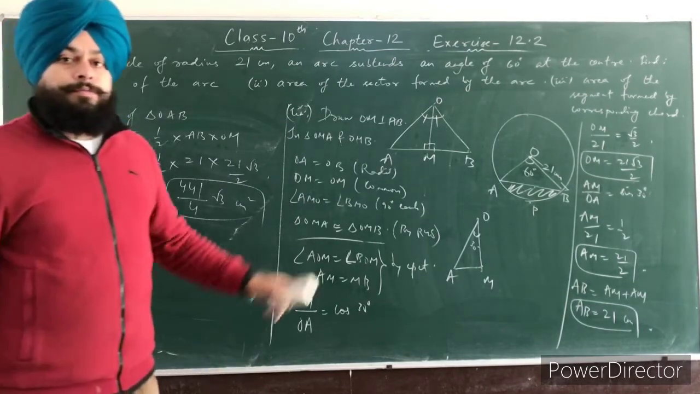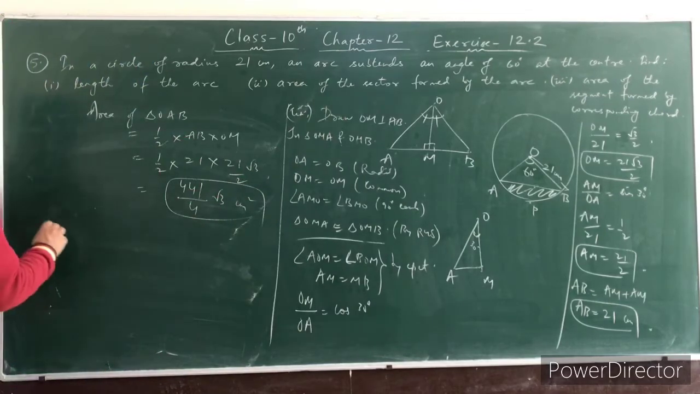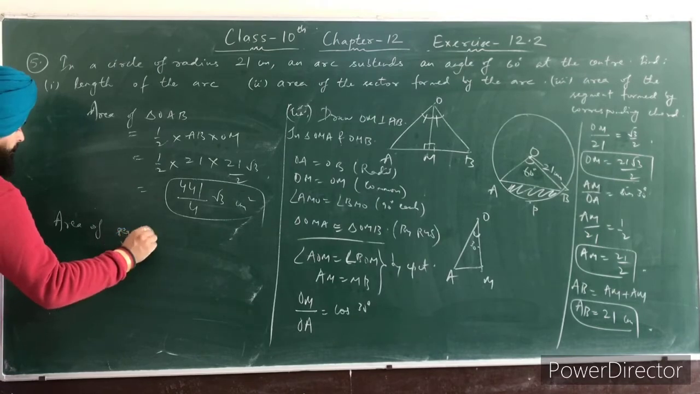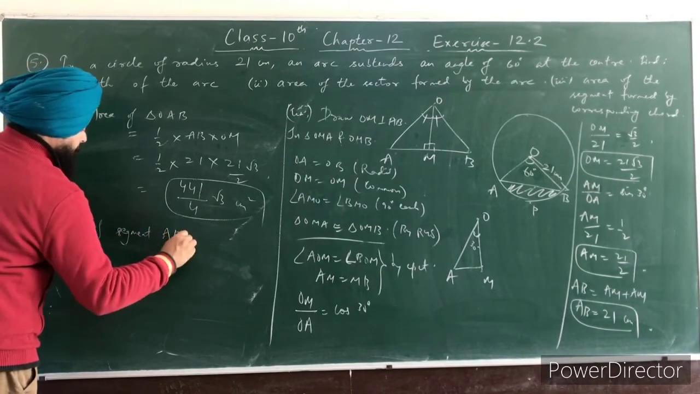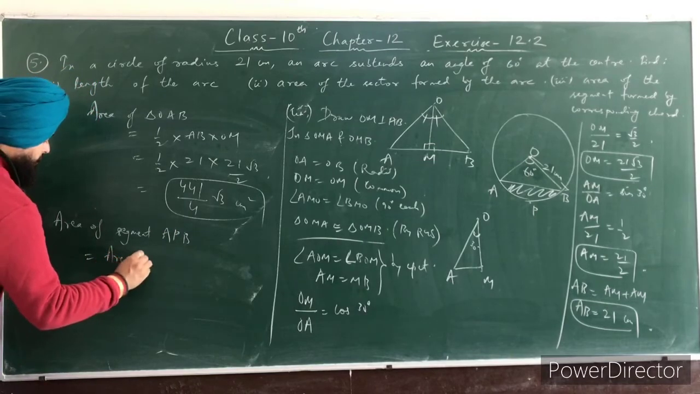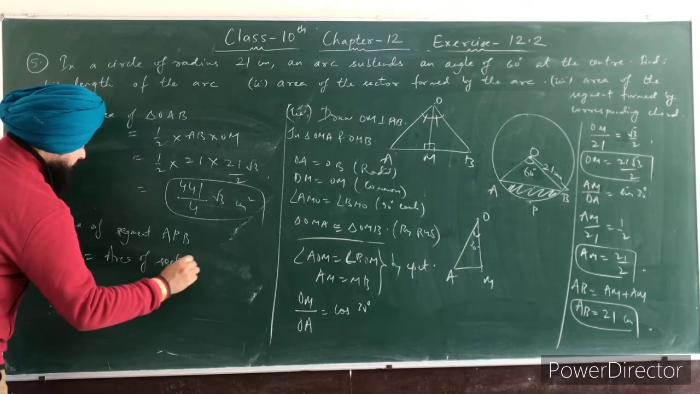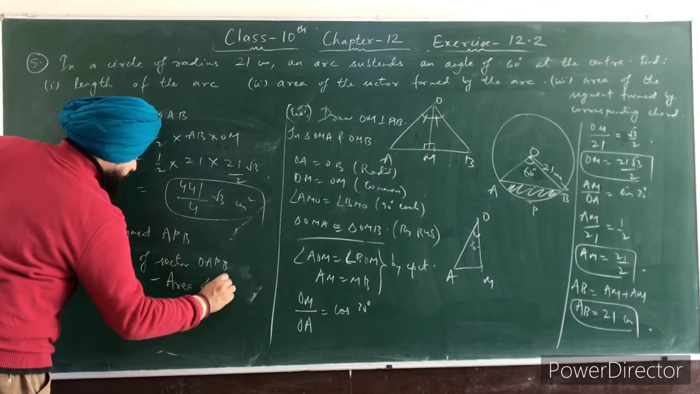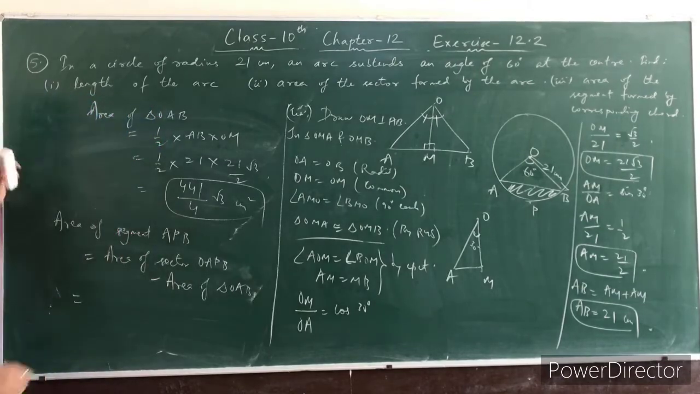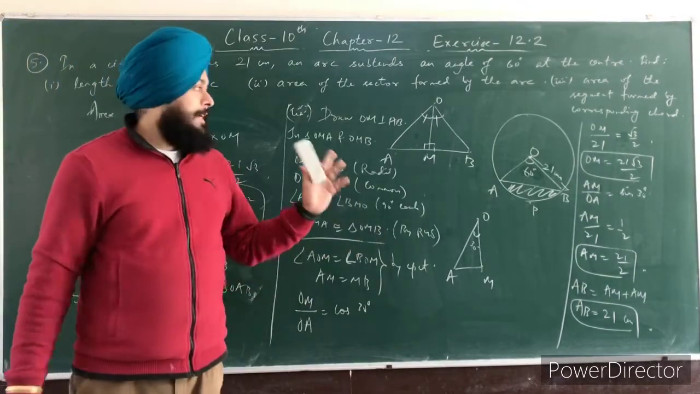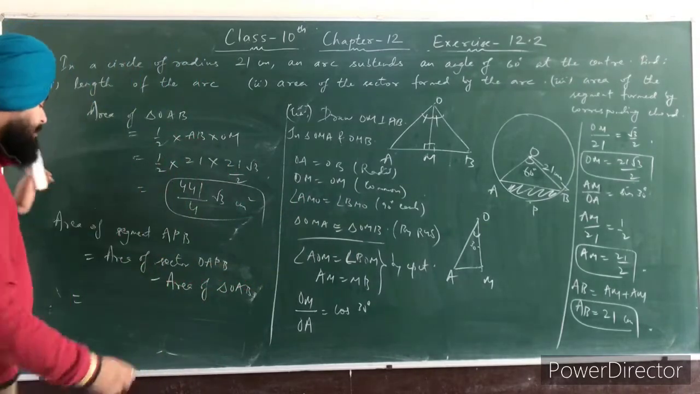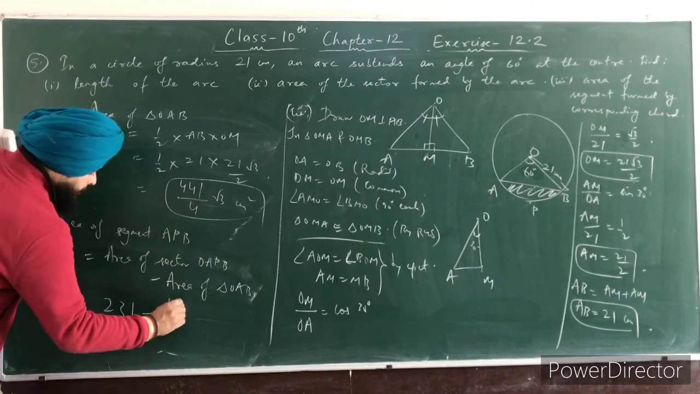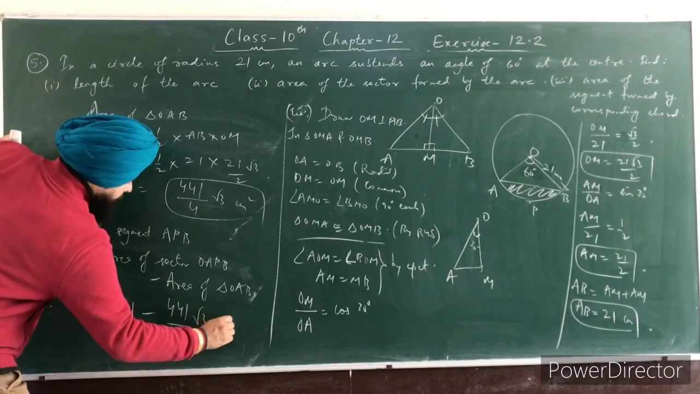Now what is the area of segment? Area of segment APB is equal to area of sector OAPB minus area of triangle OAB. So area of sector OAPB, which we can already find in the second part, that is 231 centimeter square. Area of triangle OAB is 441 over 4 under root 3 centimeter square.